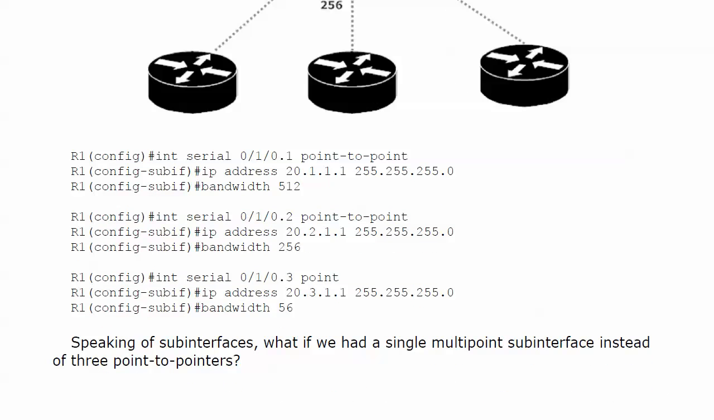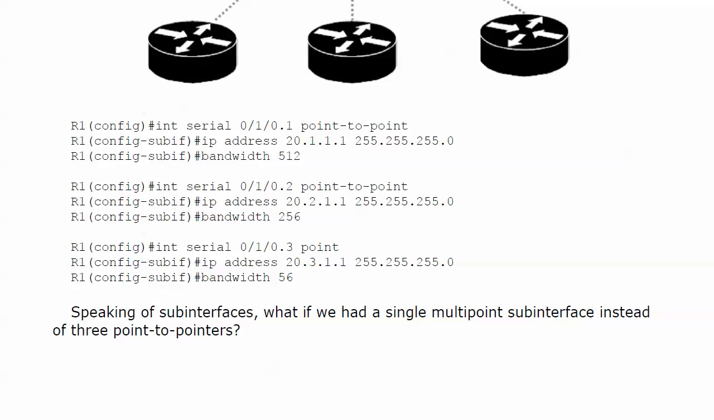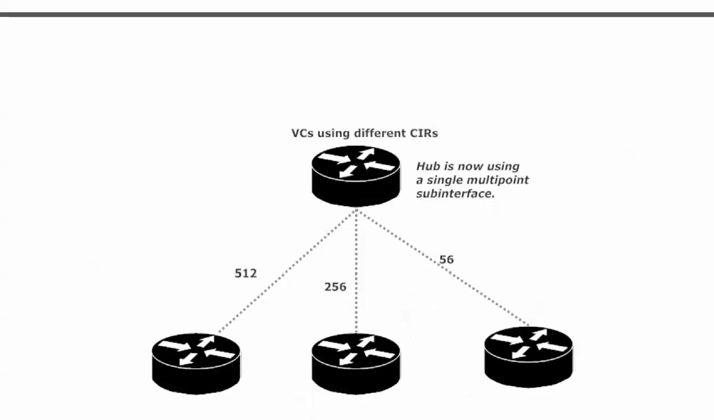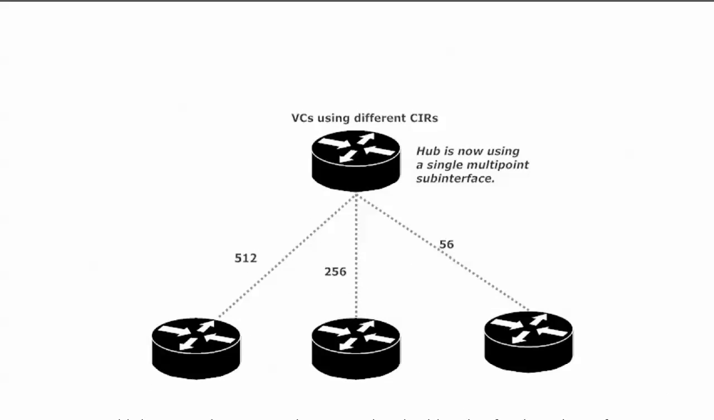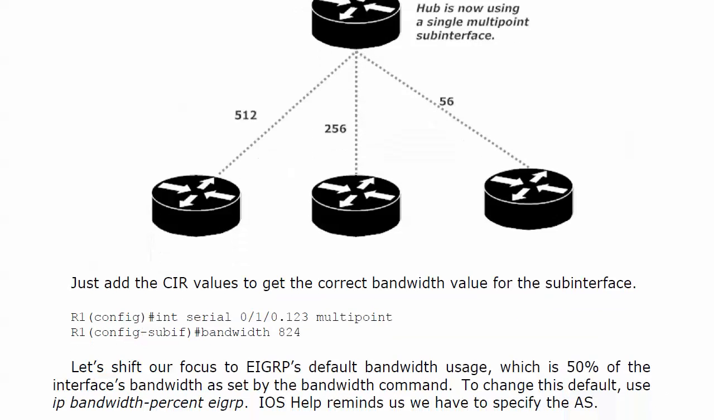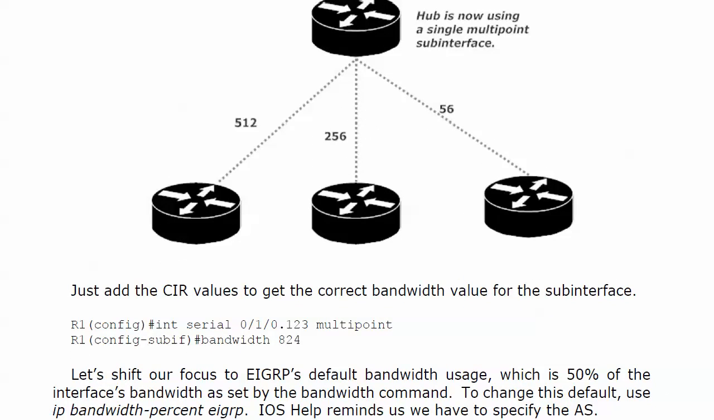Now, speaking of multi-point sub-interfaces, what if we had a single multi-point sub-interface instead of 3 point-to-pointers? What if we had something like this, where the hub router is now using a single multi-point sub-interface? Well, what you can do here is add up the CIR values to get the correct bandwidth value for the sub-interface. That's all you would do. So just add 512, 256, and 56.